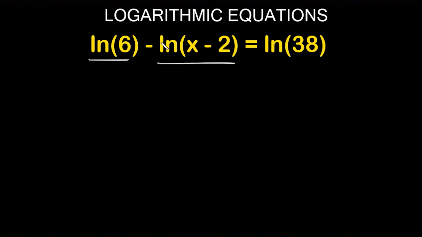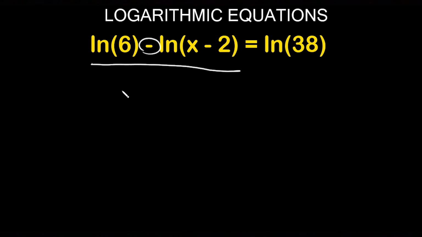Now, notice the property that we're going to be using here. I have subtraction. So if we have the same base, which in this case we do, a base of e, we're going to end up condensing this down by dividing. So for example, I'm going to condense down this whole left-hand side before I try to solve for anything.